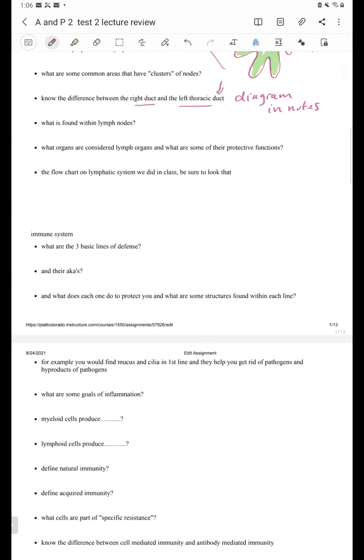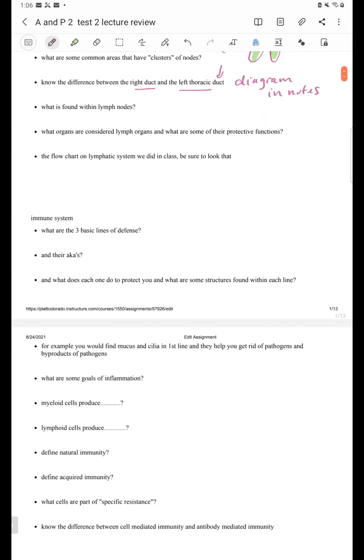Okay, what organs are considered lymph organs and what are some of their protective functions? So you'll want to review the spleen, thymus, and tonsils, and then the function of these as far as lymphatic organs.